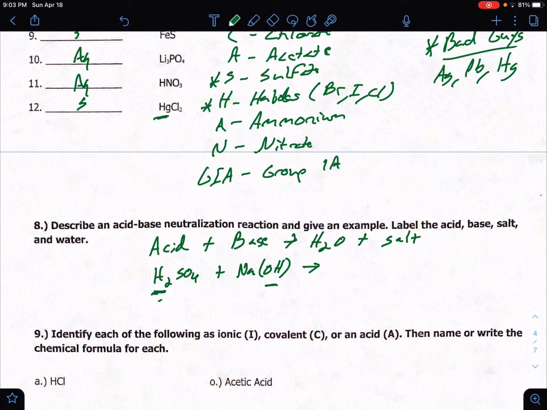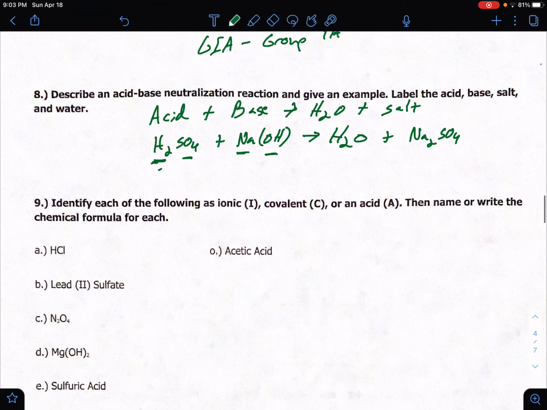So when I take an acid and a base, it's basically a partner swap. I'm going to take hydrogen and a hydroxide and put them together to make H2O. And then I'm going to take this sodium and this sulfate, and I'm going to make a salt. Okay, so this becomes sodium sulfate, so this is going to be Na2SO4. Okay, so that's kind of the gist of acid-base neutralizations.